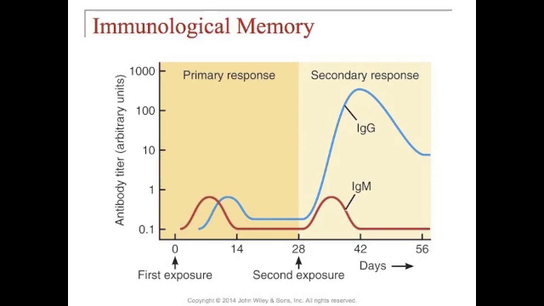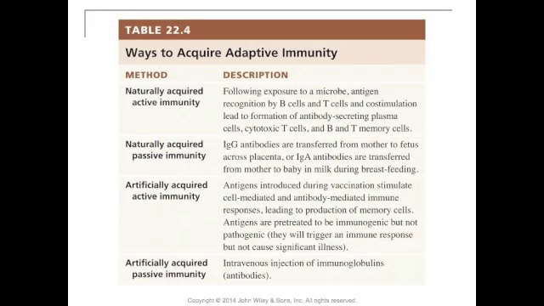And that's exactly what this graph shows. The secondary response to an antigen is more intense. And table 22.4 talks about ways to acquire adaptive immunity, and this is on page 879. So please spend a little bit of time on this slide by yourself.